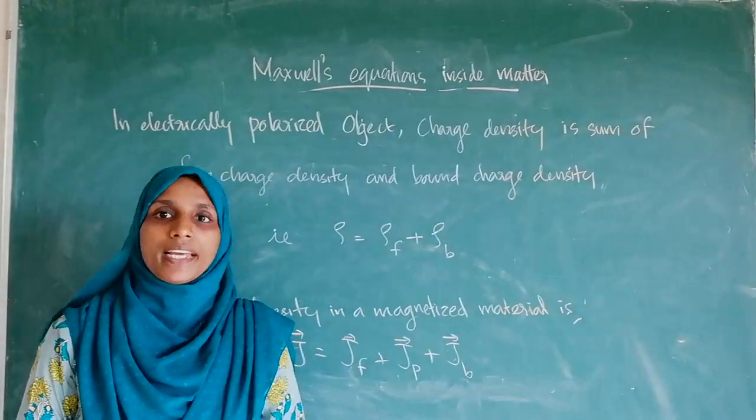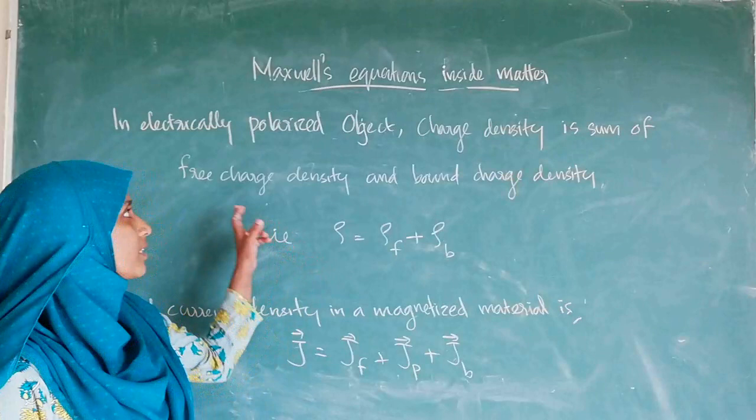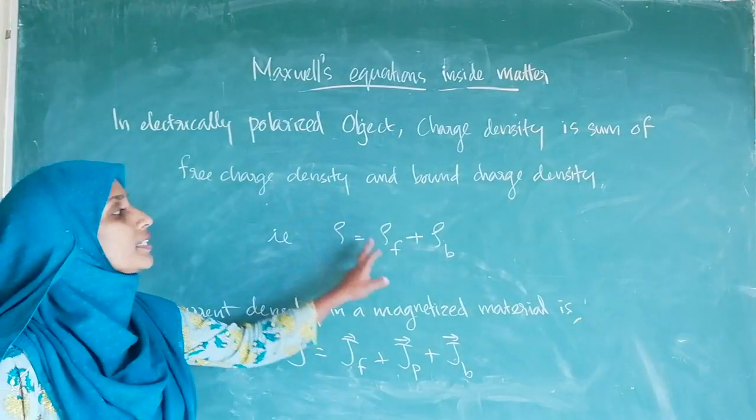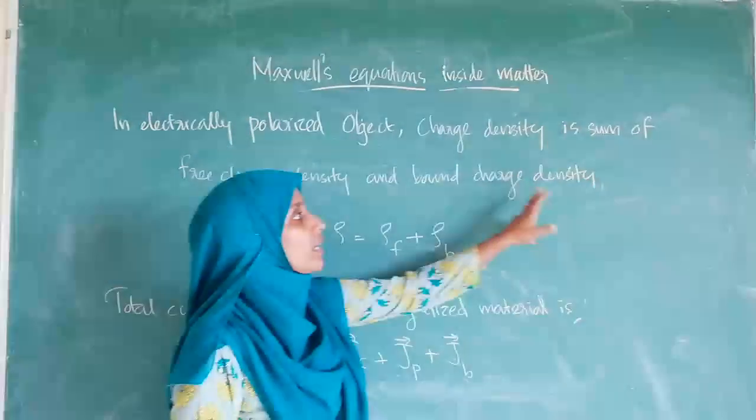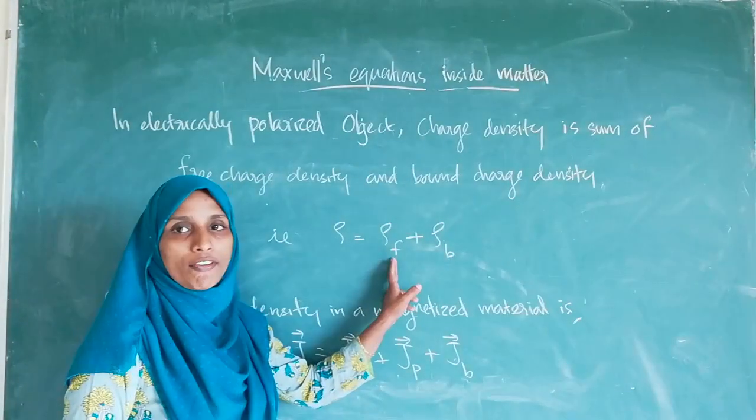In an electrically polarized object, the charge density is the sum of the free and bound charge densities. That is, rho is equal to rho F plus rho B.